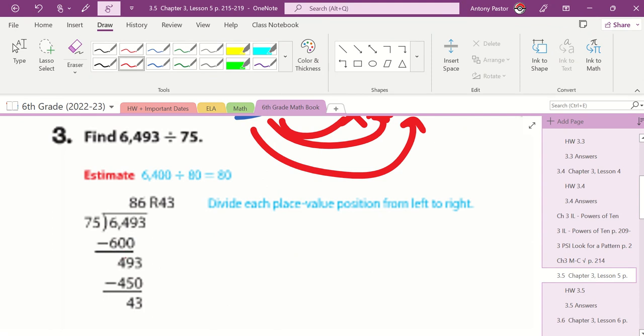When they subtract, they had wow. Lucky I'm a math teacher, right? After we subtract 600 from it, it's 49. 75 cannot go into 49, bring down the 3. 75 goes into 493 6 times, which was 450. When we subtracted, we had 43 left over. And again, we're not dealing with decimals, so 43 becomes the remainder. It was 86, remainder 43.